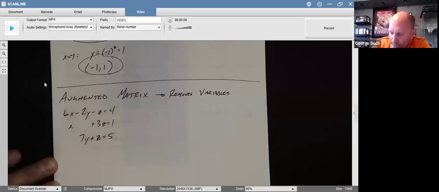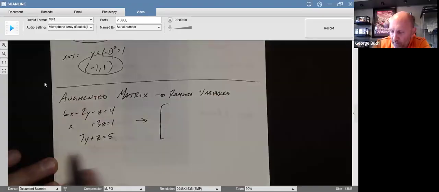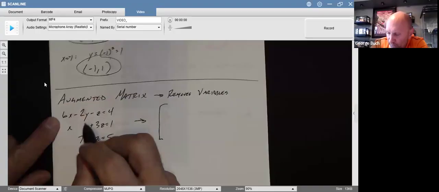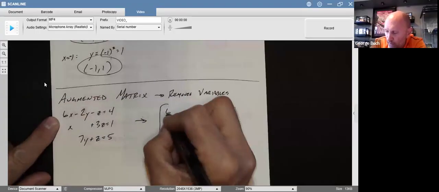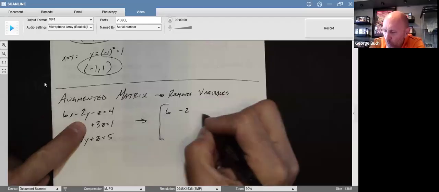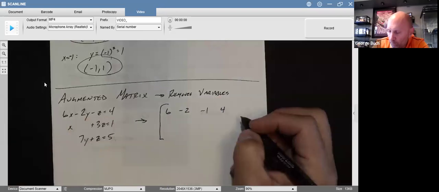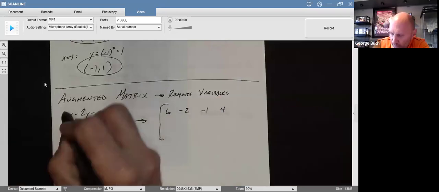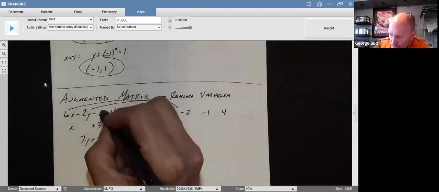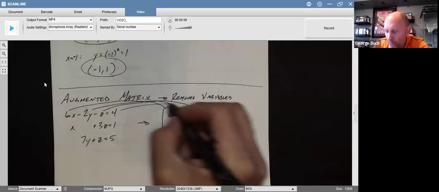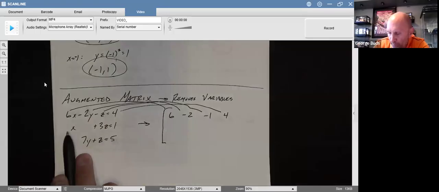An augmented matrix takes all the variable pieces. So from this first one, we have 6, and like I said, I get rid of the variables. So I have 6, and what are the coefficients? Minus 2, minus 1, and then I need this constant over here, the 4. So all I'm doing is taking this 6, putting it here, taking the minus 2, taking the minus 1, and then taking the 4.